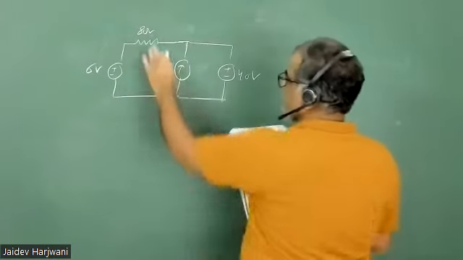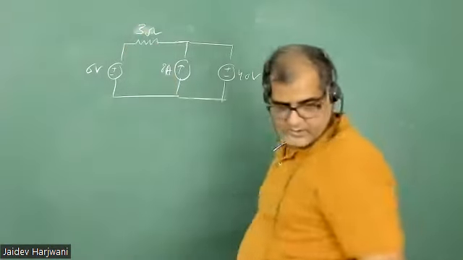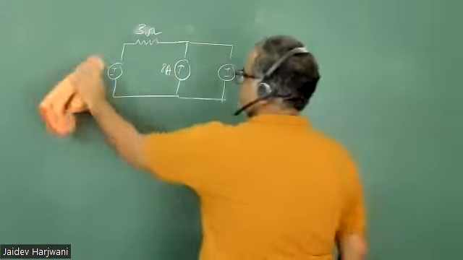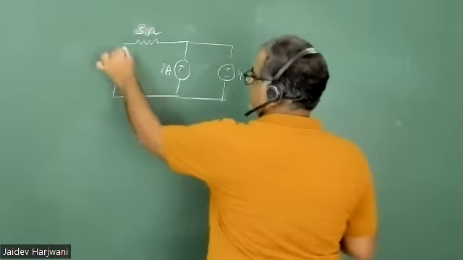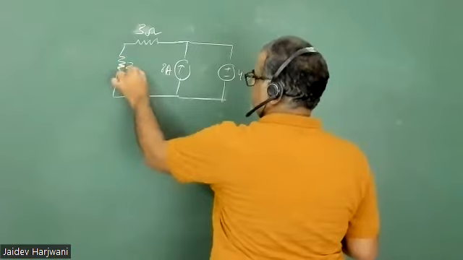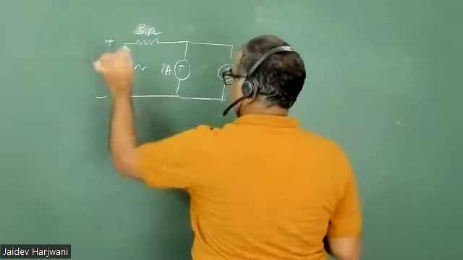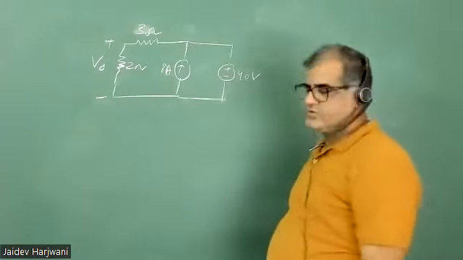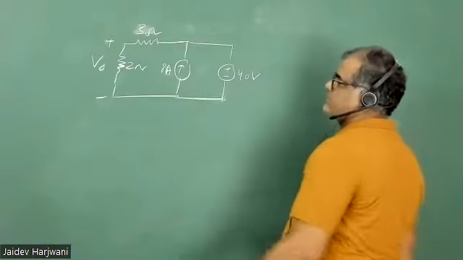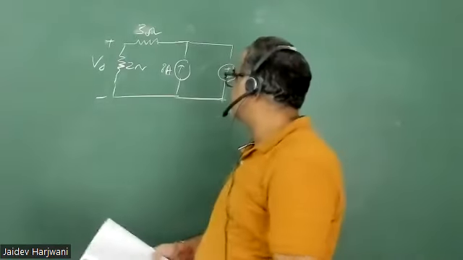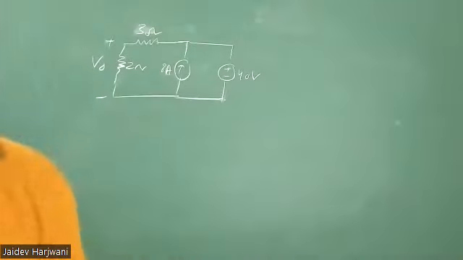See, this is 3 ohm. And this is 2 ohm. This is 2 ohm. Find the voltage here. Find the voltage across the 2 ohm. Calculate using the superposition principle.